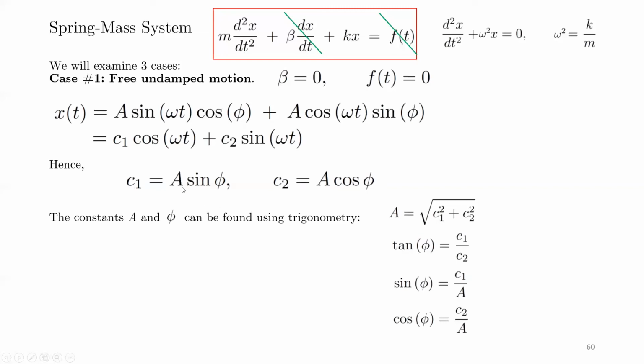Or I could divide C1 by C2. The A's would cancel, and I just get sine phi divided by cosine phi, which is tangent of phi. So tangent of phi would be C1 divided by C2. So I get three ways to calculate phi. We have to check that these are equivalent ways to calculate phi, but I think we'll come back to that soon.